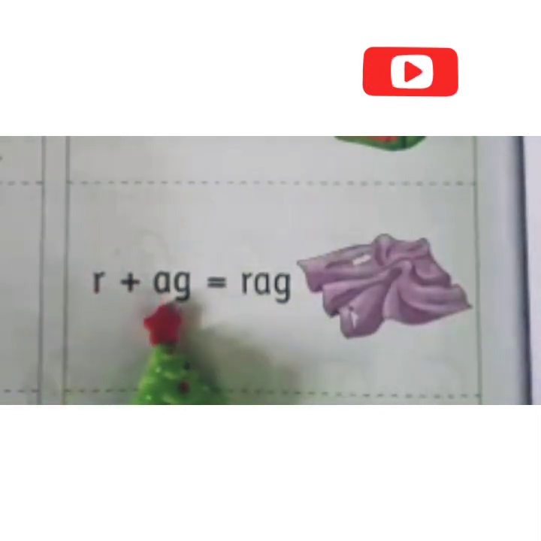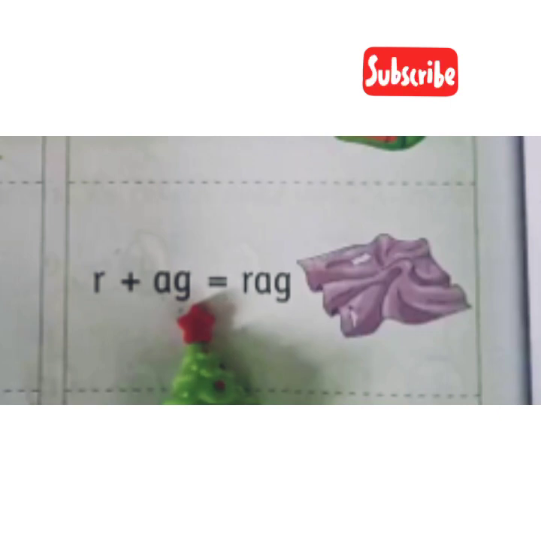This is letter R. R says R. A says A. G says G. R, A, G, rag. Rag means old or torn cloth.